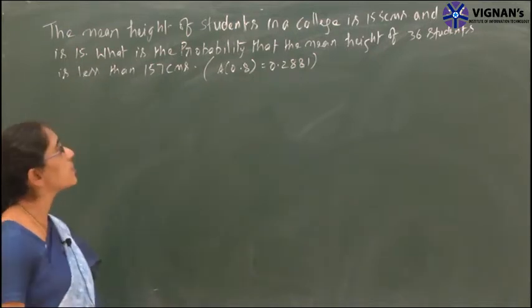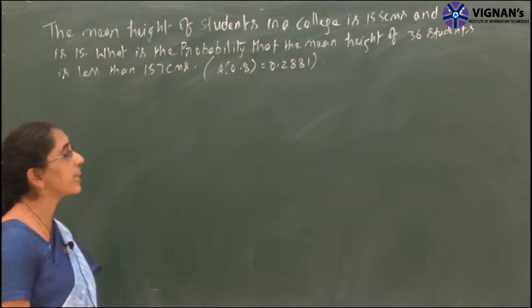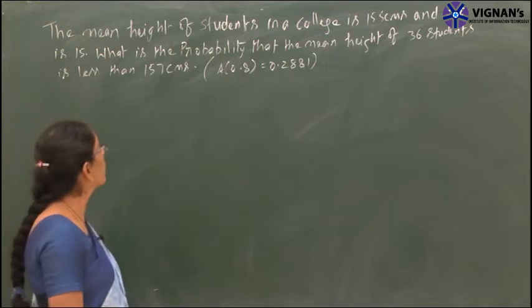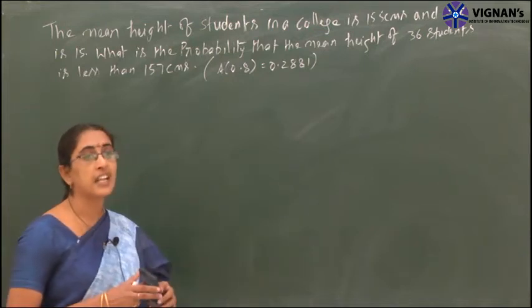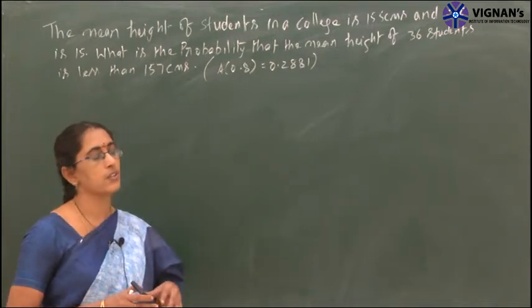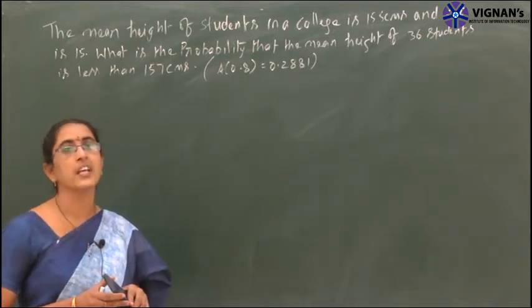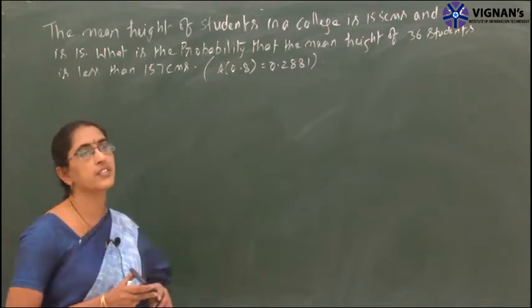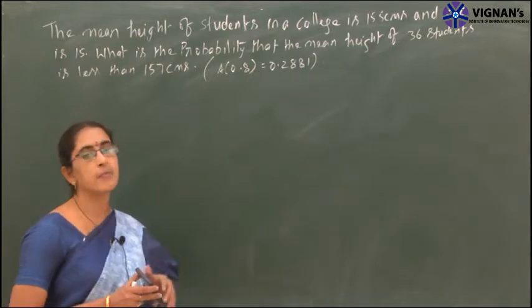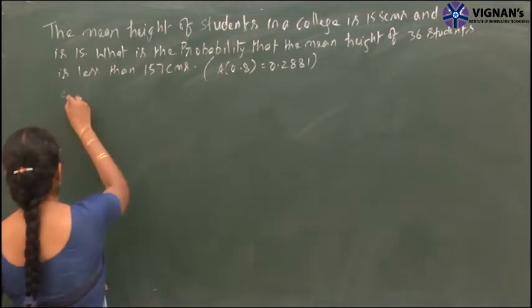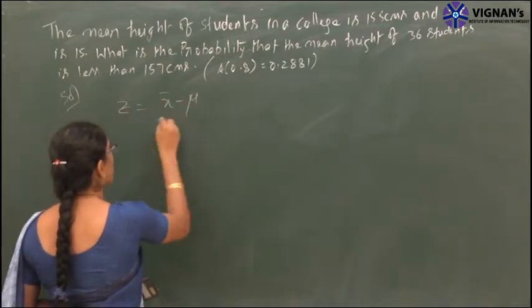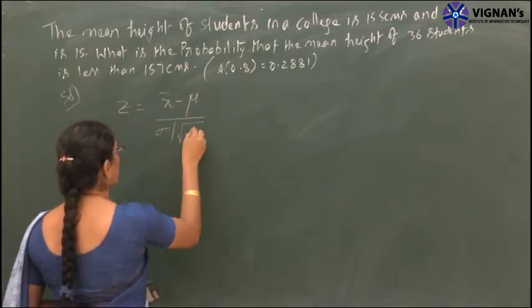The mean height of students in a college is 155 centimeters and a standard deviation of 15 centimeters. What is the probability that the mean height of 36 students is less than 157 centimeters? Now to solve these problems here, we have to use the standard normal variate, which is z equal to x minus mu by sigma. But here, when the sample size is given, then we have to use z equal to x bar minus mu by sigma by square root of n.